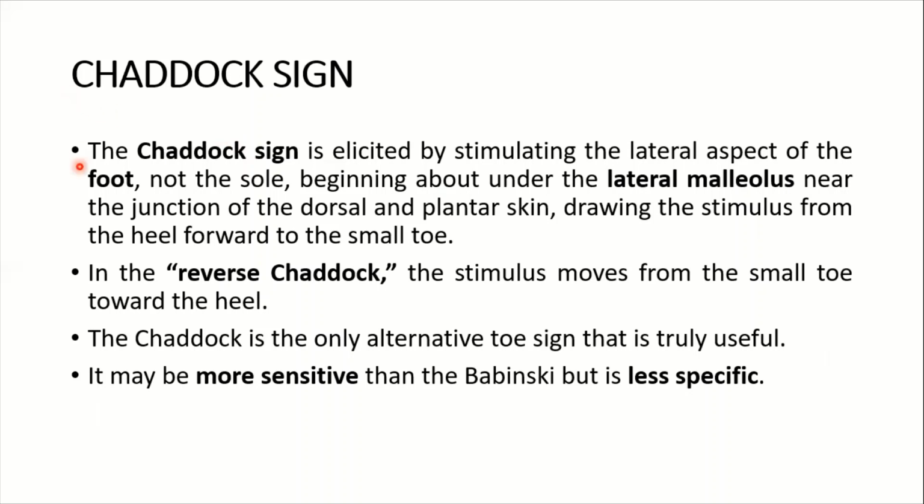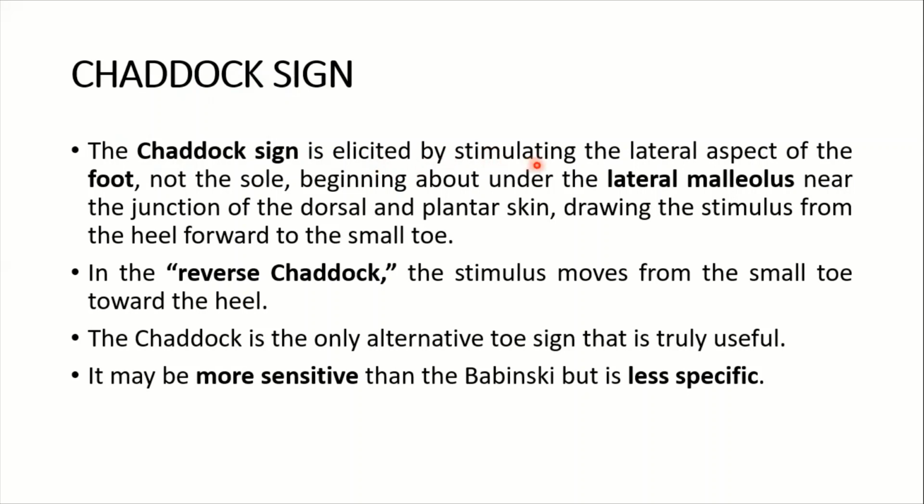So for some discussion about three other signs, first of all the Chaddock sign, and what is their significance? If the Babinski sign is difficult to obtain, or we have to confirm the Babinski sign, three other signs are used: the Chaddock sign, the Oppenheim test, and the Gordon sign. So what is the Chaddock sign?